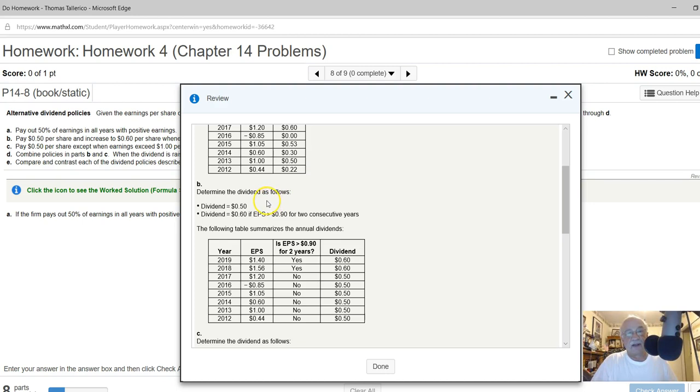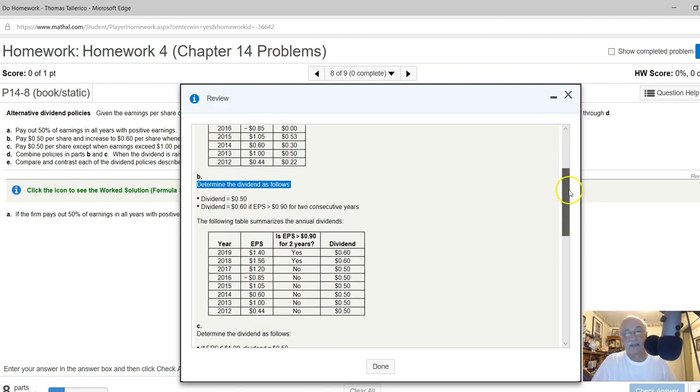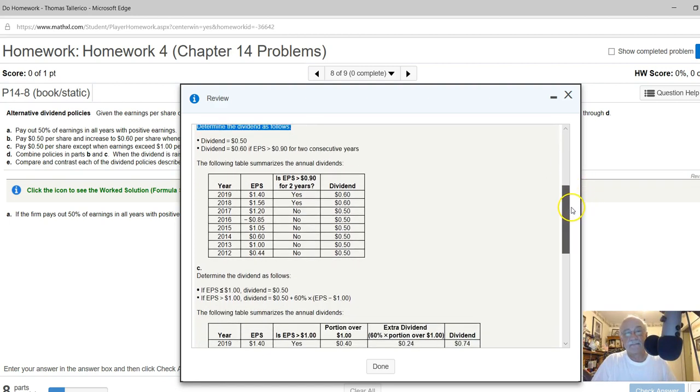Determine the dividend as follows. The dividend is 50%, and it'll be 60% if the earnings per share is greater than 90% for 2 consecutive years. Okay, and so you fill those numbers in, and I'll go slow here. And they go through this little table, and then they show you what the dividend is, okay, right here. Here's 2 consecutive years, yes and yes.